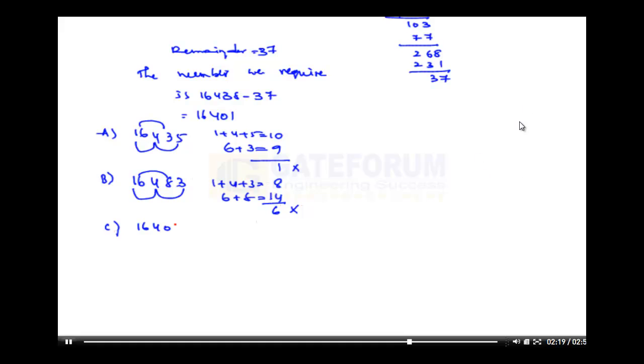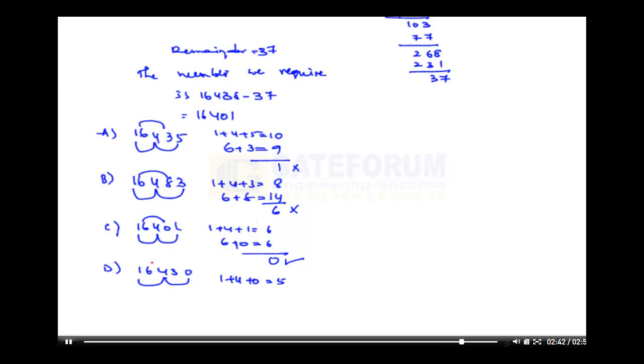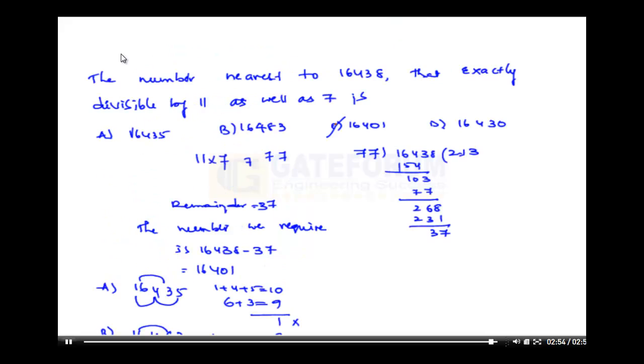Next, coming to 16401: 1 plus 4 plus 1 is nothing but 6, and 6 plus 0 is 6. The difference is going to be 0 here, which is divisible by 11. Coming to option D, 16430: 1 plus 4 plus 0 is nothing but 5, and 6 plus 3 is 9. The difference is 4, which is not divisible by 11. So the only one we are finding here is option C, and that is the right answer.